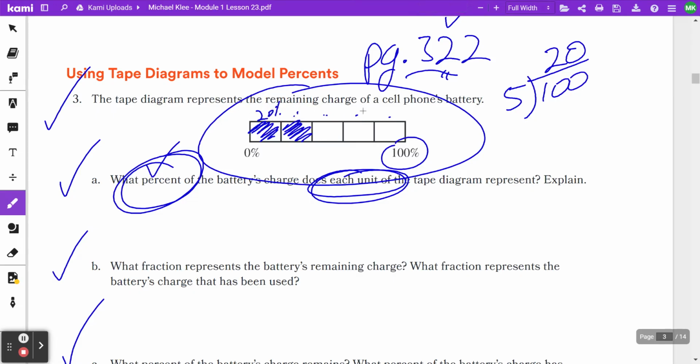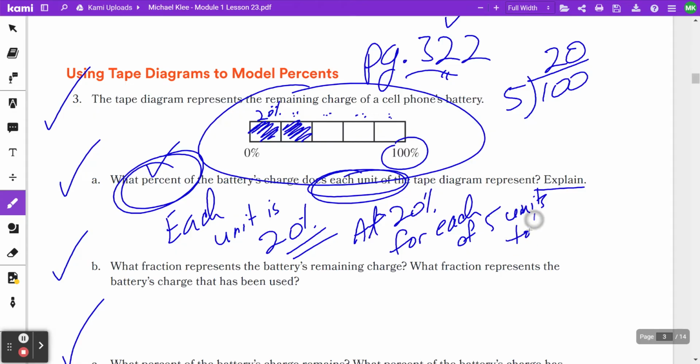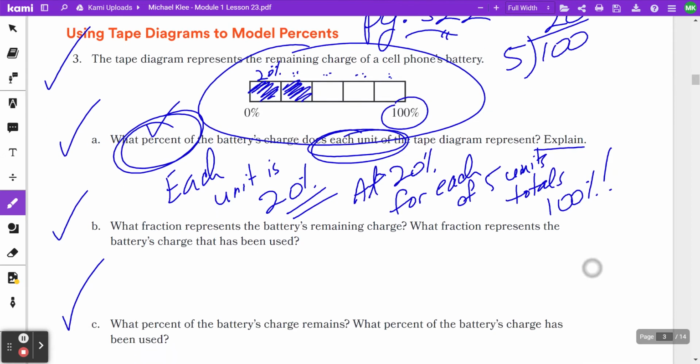All right, so 20, 40, 60, 80, 100. Right, so each unit, there it is. Each unit represents or is 20%. And explaining, all right, so let's see, 5 parts, at 20% for each of 5 box units totals 100%. There it is.